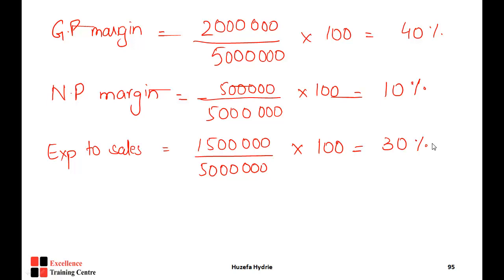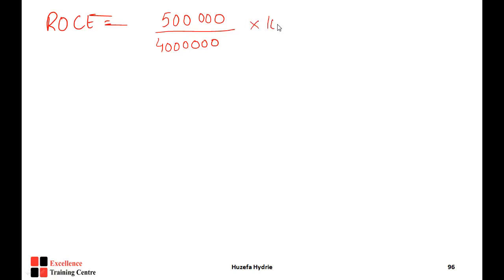Okay, these are the three ratios. What center are these three ratios related to? We discussed three centers. That is related to profit center. Okay, now the next one is return on capital employed. What's the formula? It's profit divided by capital employed multiplied by 100. So what's the profit? 500,000 divided by capital employed, that is 4 million. Multiply by 100. So that gives you 12.5%. It says that on every dollar one invested, you are earning $0.125 or 12.5 cents. Okay.